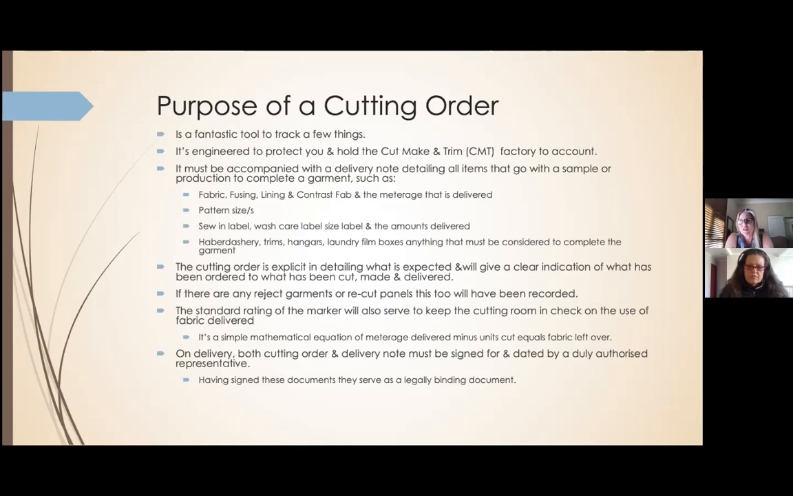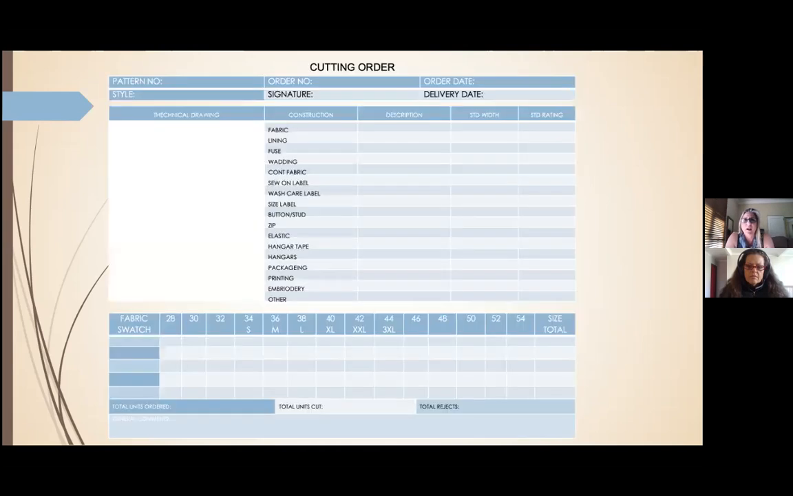And so I don't want my R&D costs and my intellectual capital floating around as a potential for somebody else to use that cut paper. So I want all of that back. And as I said, it's a legally binding document. So this is basically what a cutting order looks like.